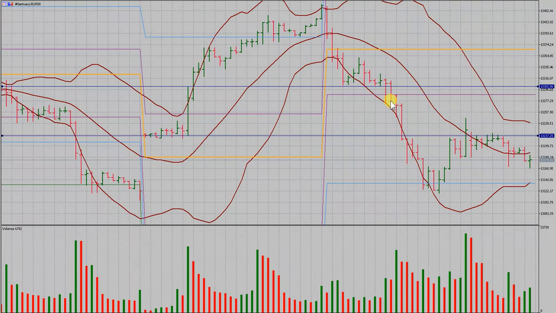So what are we doing? We're looking to buy this bar? No, of course not. We've got weakness here in the background. We're trending down. We're below the daily pivot. We've got sellers here. So one bar doesn't mean we're buying, okay?